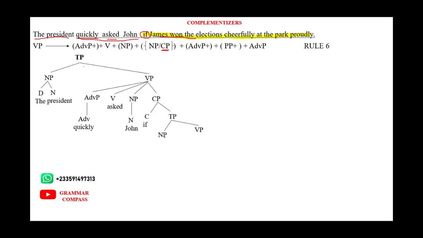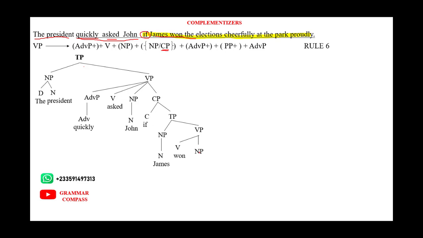So James becomes our noun phrase. Our noun phrase consists of the noun James. Now the rest of the TP is our verb phrase: won the elections cheerfully at the park proudly. We have the verb, that is won. Then we have our noun phrase, the elections, the thing that was won.